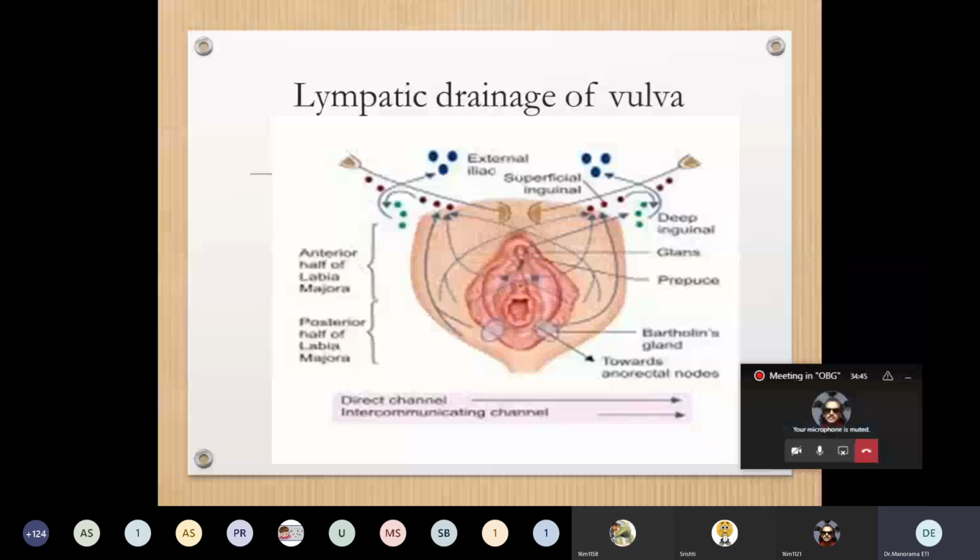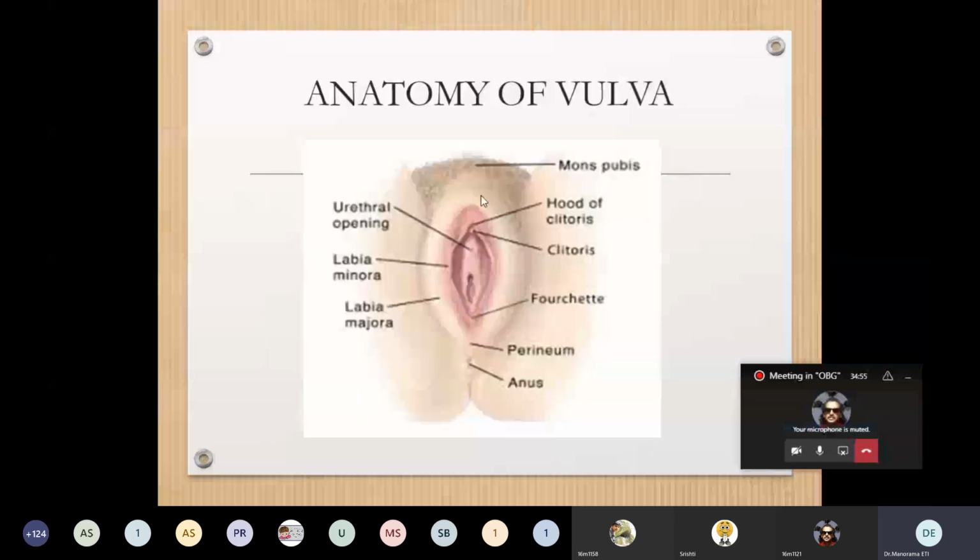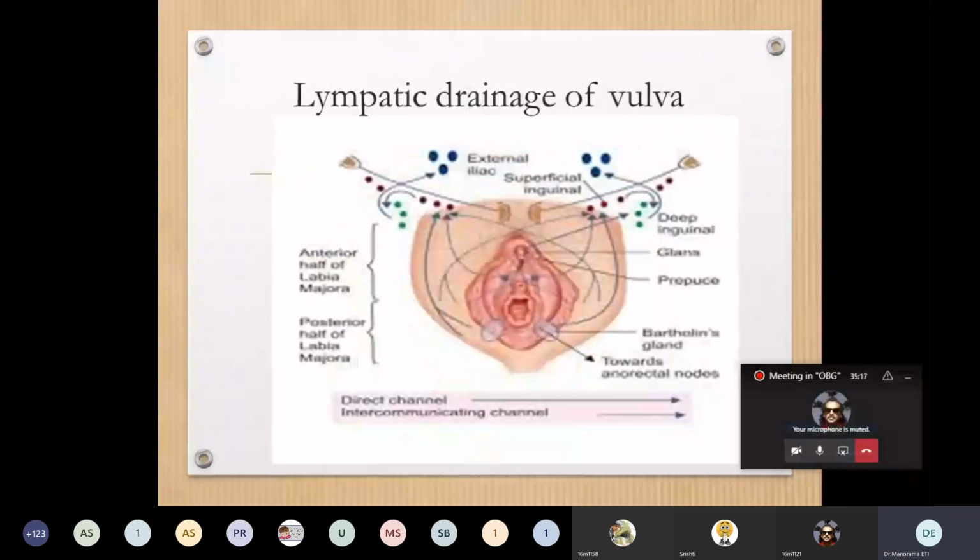Did you see the first picture then? The anatomy of vulva. So, let me repeat. Vulva has all the structures which include the mons pubis, labia majora, then you have the clitoris, then the two labia minora, then the fourchette. The distance between the fourchette and the anus is called the perineum. Then you have the urethral opening here. So all these structures constitute the vulva.